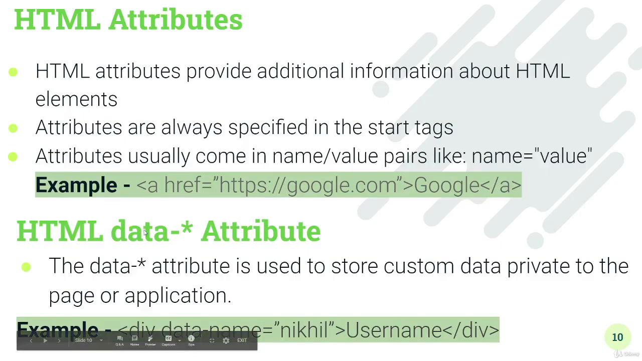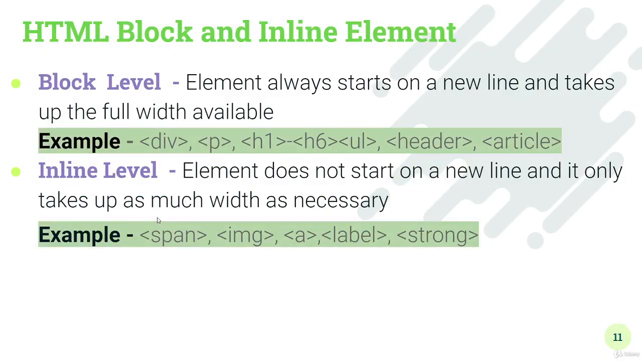So let's go to our next topic, that is HTML block and inline elements. Elements are divided into two categories. One is block level and the second one is inline level. The block level element starts on a new line and takes up the full width available, like the div tag, p tag, h1 to h6, ul, header and article. If you want an element that takes the full width of the browser, you use the div tag, and these tags are block level.